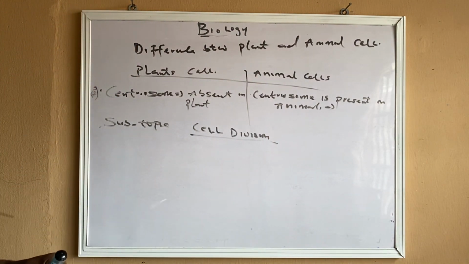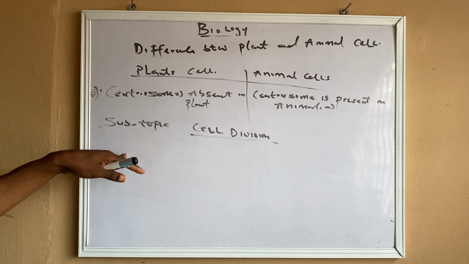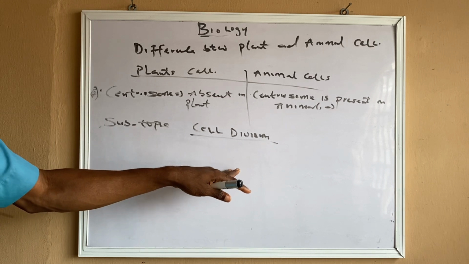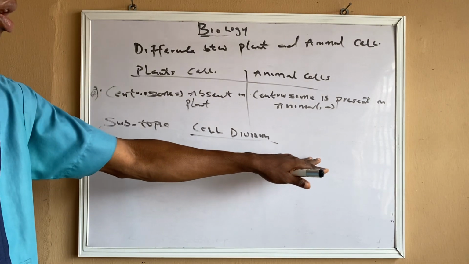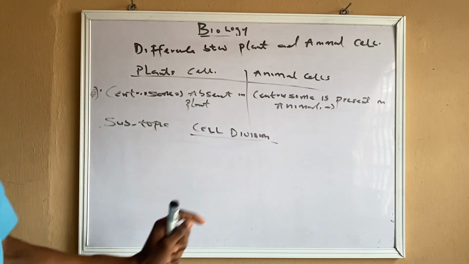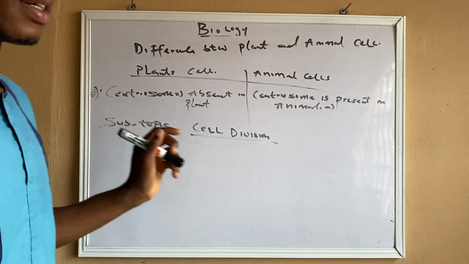What is now cell division? A cell division is a process whereby there is an increase in the number, or a decrease in the number of cells. Let me explain better.